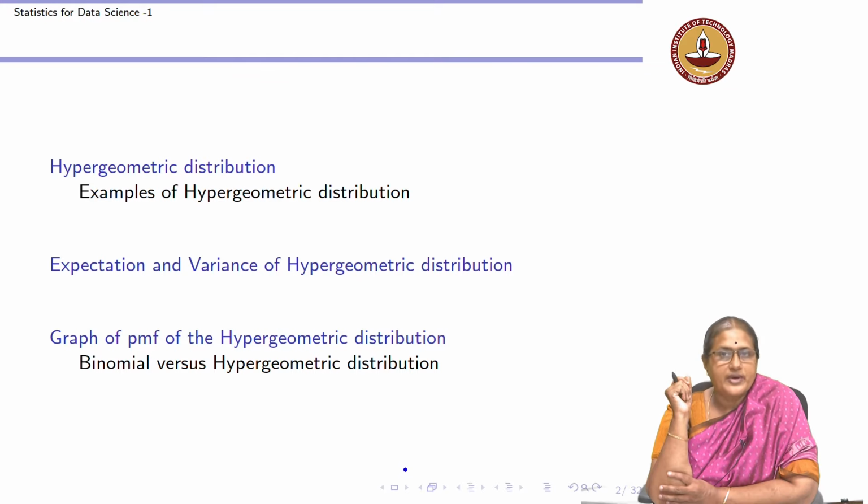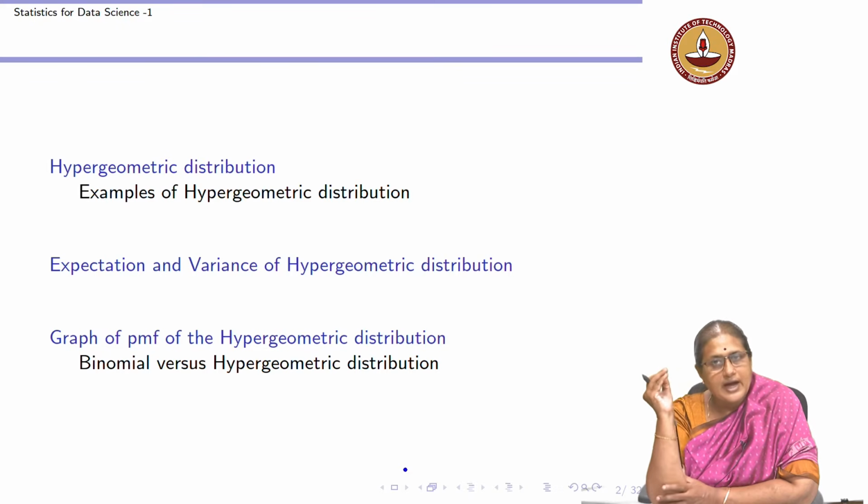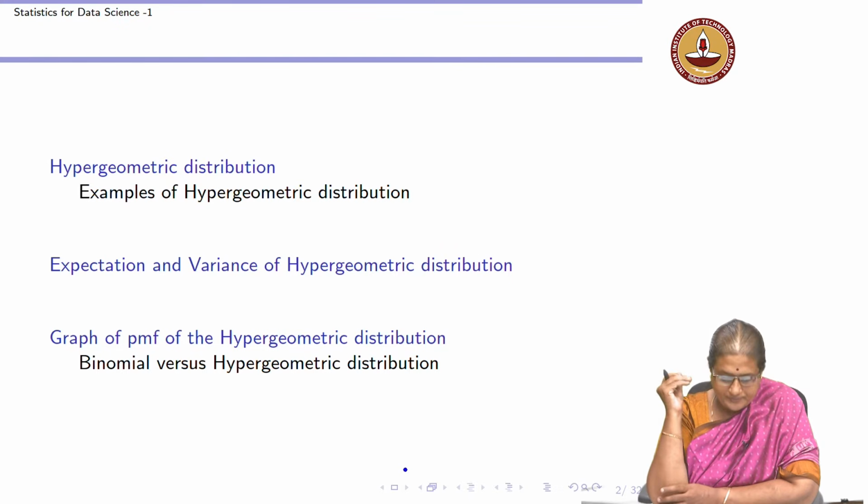We will look at a few examples of hypergeometric distribution, and then we will derive the expectation of a hypergeometric distribution and just state the variance of a hypergeometric distribution. Finally, we will look at the graph of the probability mass function of the hypergeometric distribution, and we will also discuss the cases of the binomial distribution versus the hypergeometric distribution.